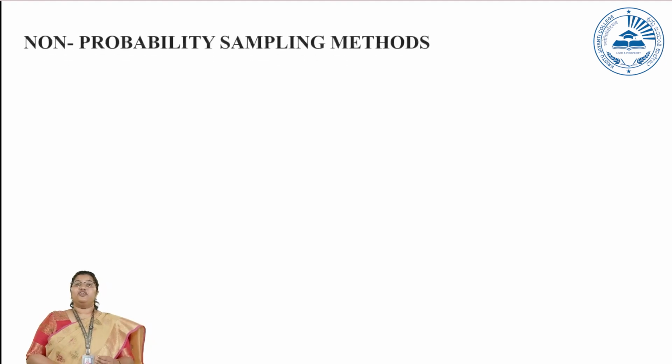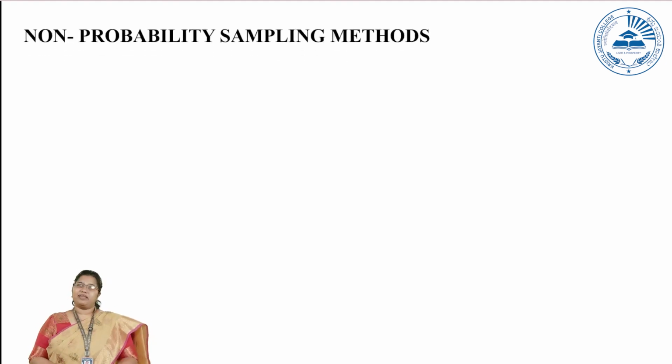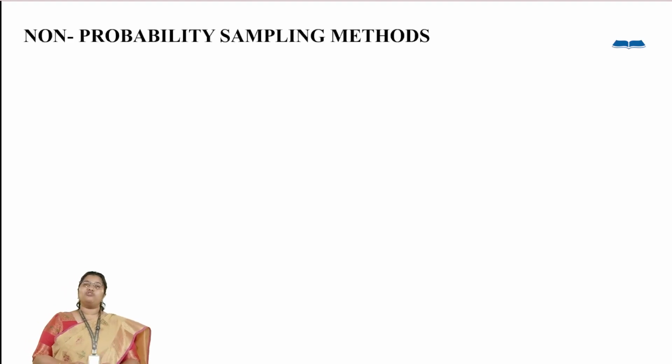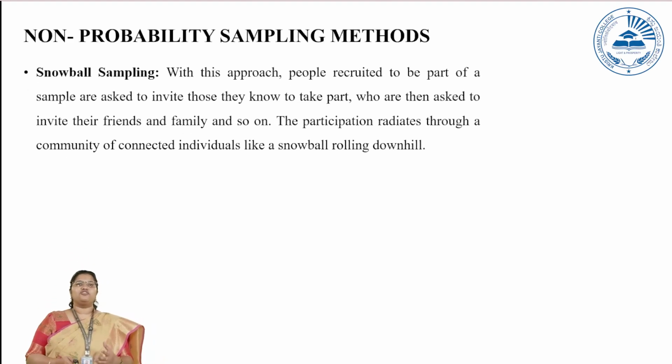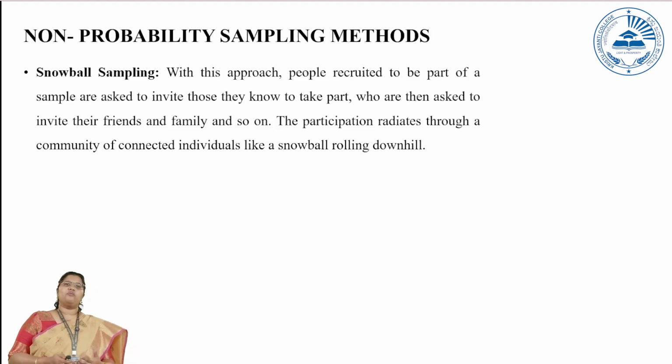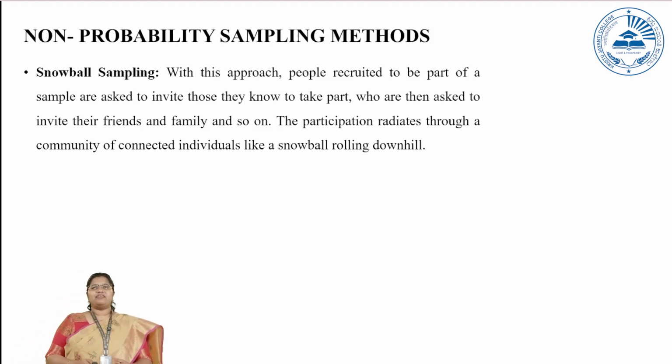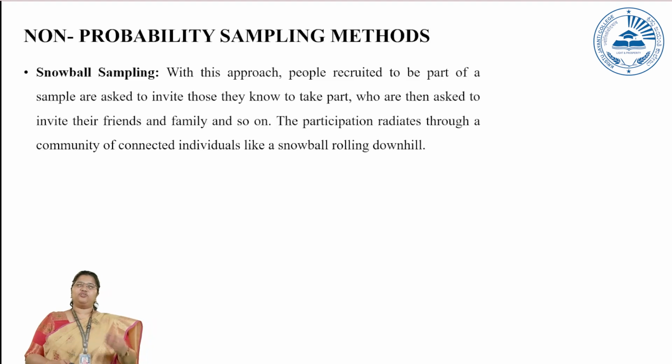The next is the non-probability sampling methods. There are many non-probability sampling methods. These three are the most commonly used. First one is snowball sampling. Under snowball sampling, people are selected by the researcher. 2-3 people are selected, and these 2-3 people further convey the message of the research to others, and they make the others also participants. And further this information is carried on to the next set of participants, and they also become part of the research.